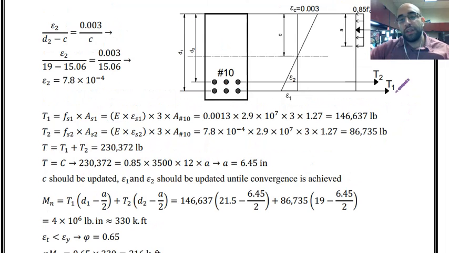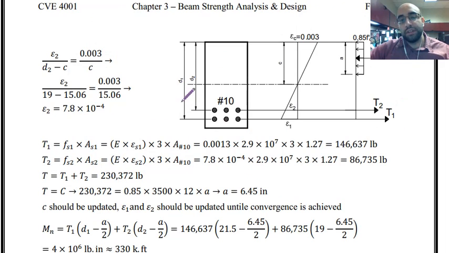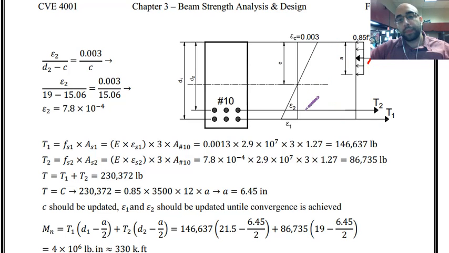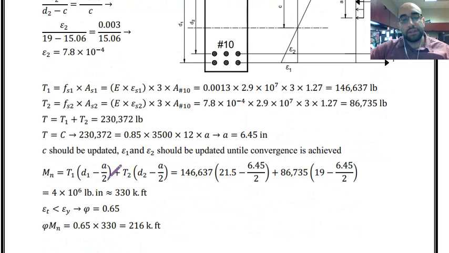The first moment is T1 multiplied by (d1 minus a over 2). I'm basically considering this distance between T1 and C. As you can see, that is d1. This distance, d1 minus a over 2, will give me the distance between the forces, right? So d1 minus a over 2.